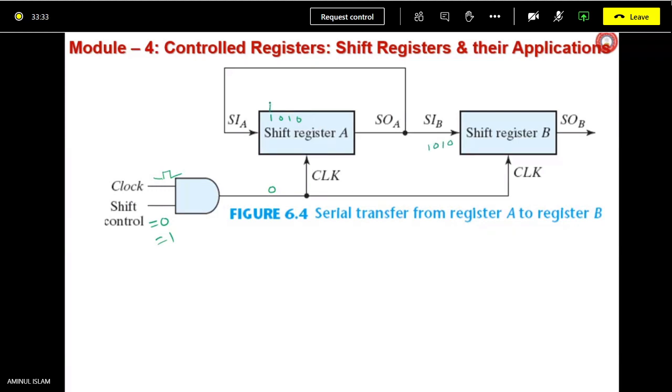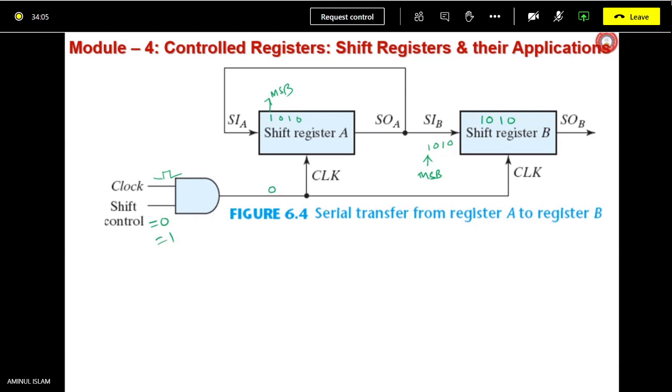This is the MSB. So this I am indicating as MSB. Bit by bit it is going to be shifted. If the registers are 4-bit registers, then after 4 clock pulses, register B will contain the content of register A. Is it understood?